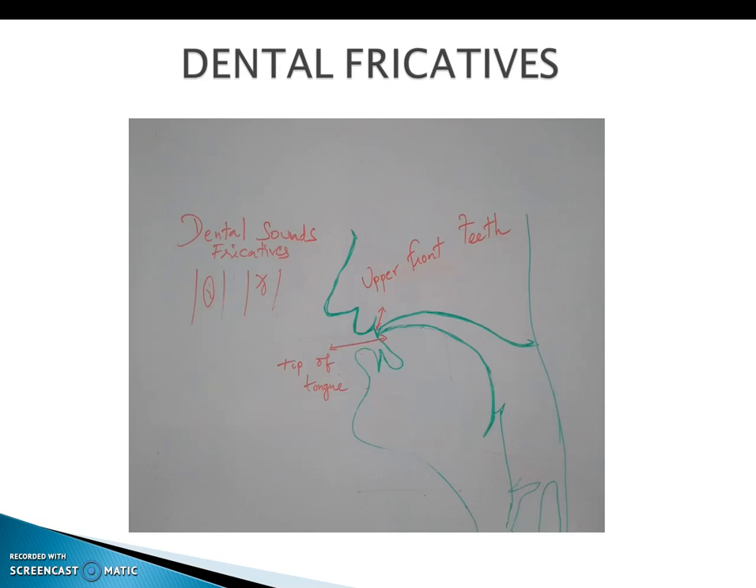The picture shows how dental sounds are produced. When we look at the picture, the tip of the tongue is in a slightly forward position and touches the upper front teeth, and air escapes through the upper front teeth in order to produce the th sound.